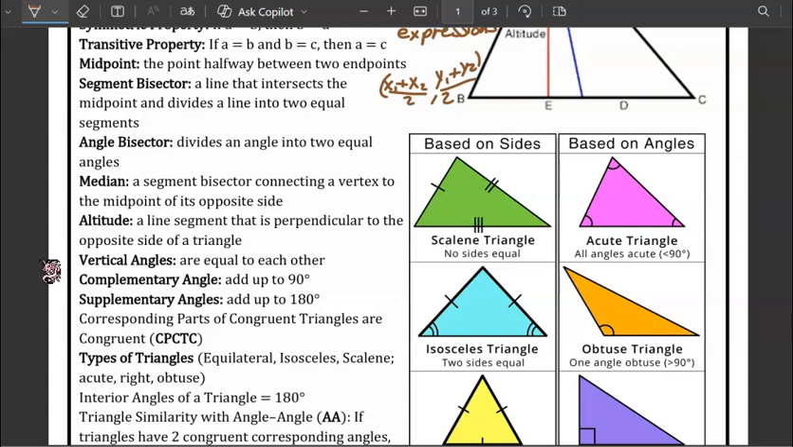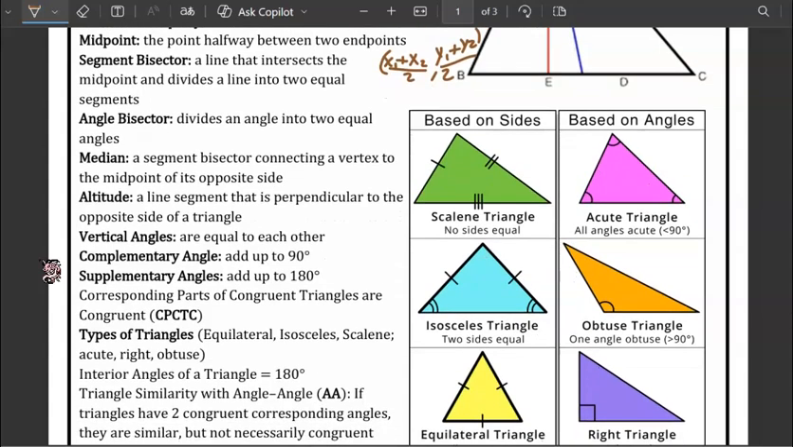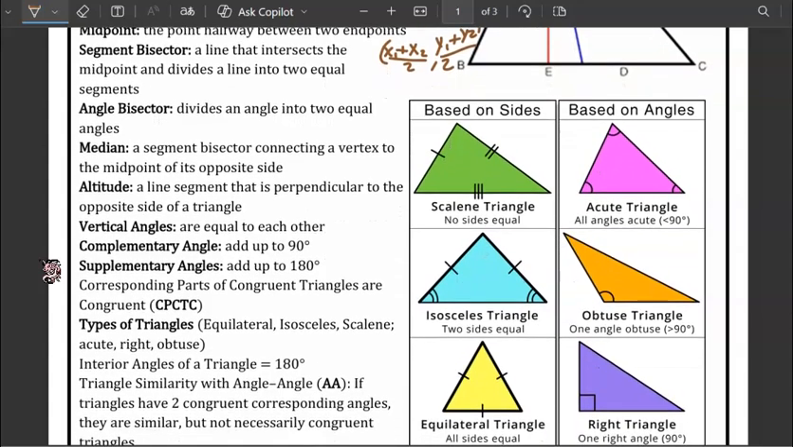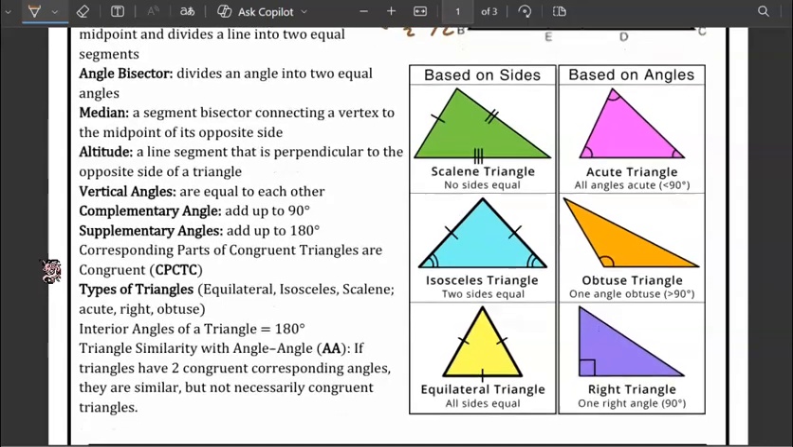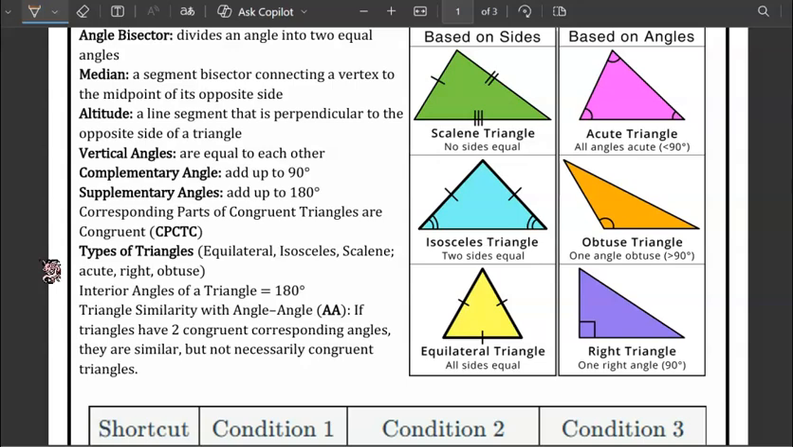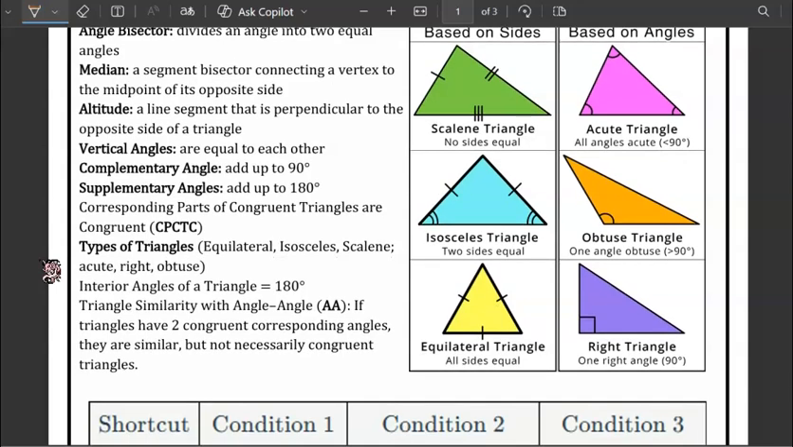Vertical angles are equal to each other. Complementary angles add up to 90 degrees. Supplementary angles add up to 180 degrees. Corresponding parts of a congruent triangle are congruent, CPCTC for short. The types of triangles are equilateral, isosceles, scalene, and then we have acute, right, and obtuse.